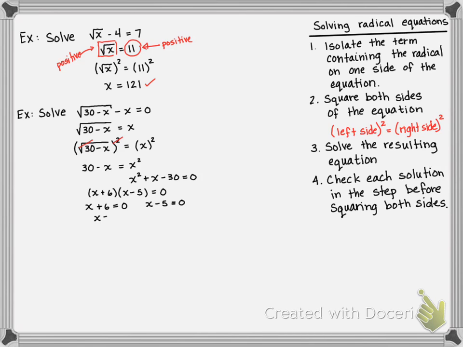So x equals negative 6 and x equals 5. So now we're ready to check. We're going to look at this step. Remember that this side is always positive, right? Because it's a radical symbol.